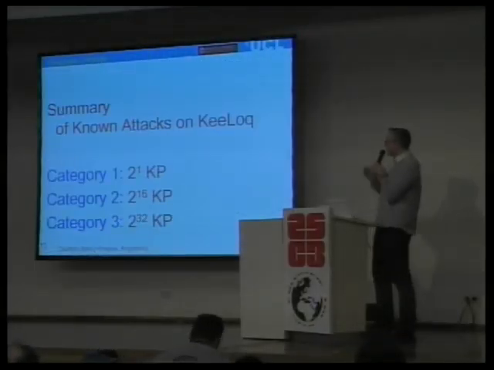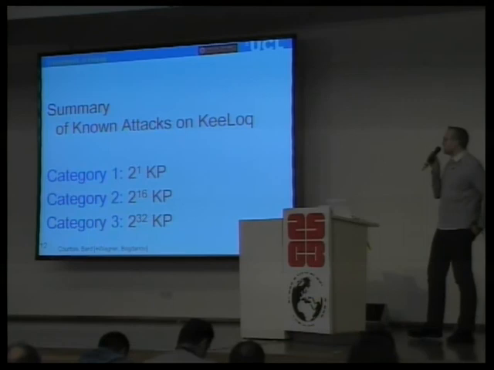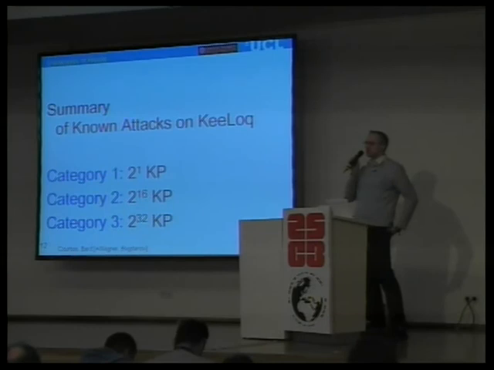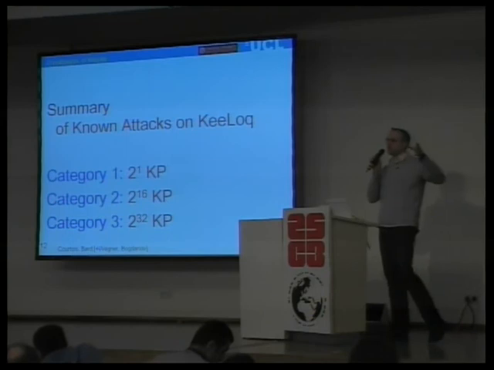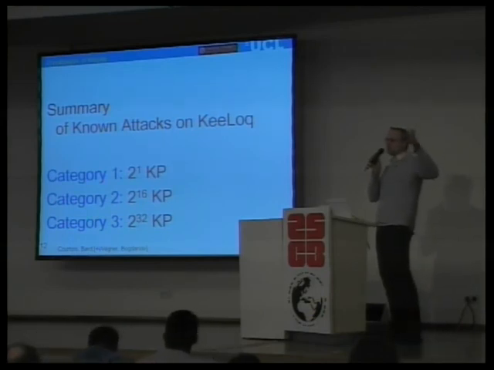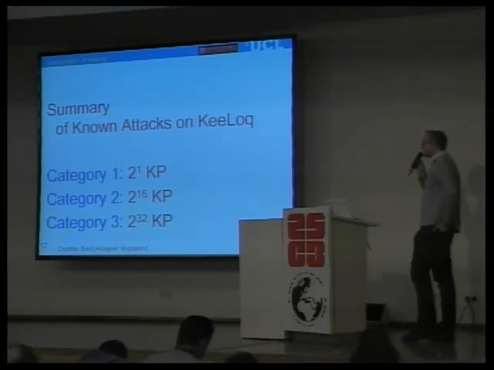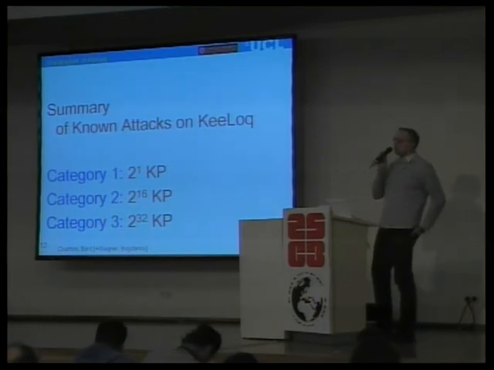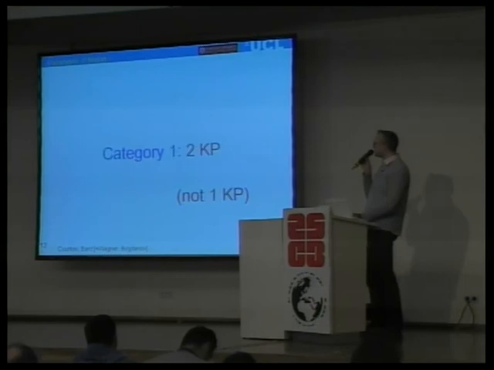Just an overview of attacks. There are three categories of attacks. Attacks in which you have one or two known plaintexts. Actually, it cannot be one because the key size is twice bigger than the block size. Basically, with one known plaintext, you don't have enough information to even characterize the key. So it can be at least two. Category 2 is 2 to the power 16 known plaintexts, and category 3 is 2 to the power 32 known plaintexts. Given the block size is 32 bits, this is like the whole dictionary of the Keeloq cipher. So there are these three categories.